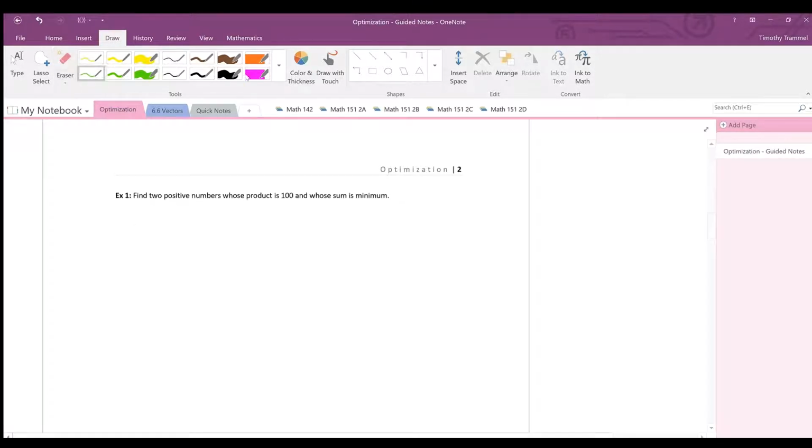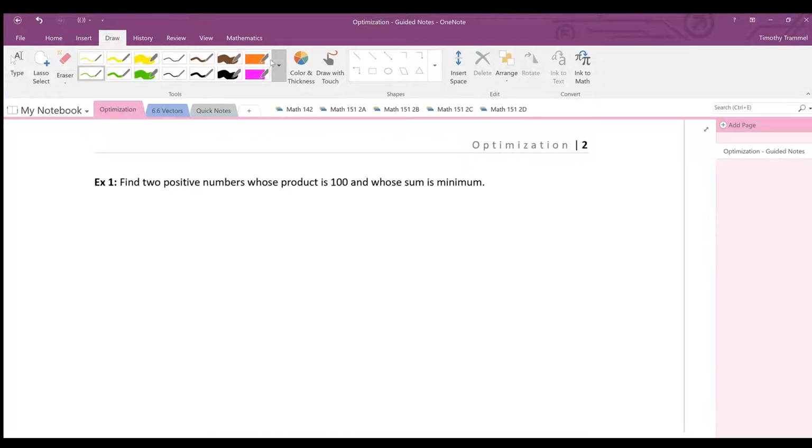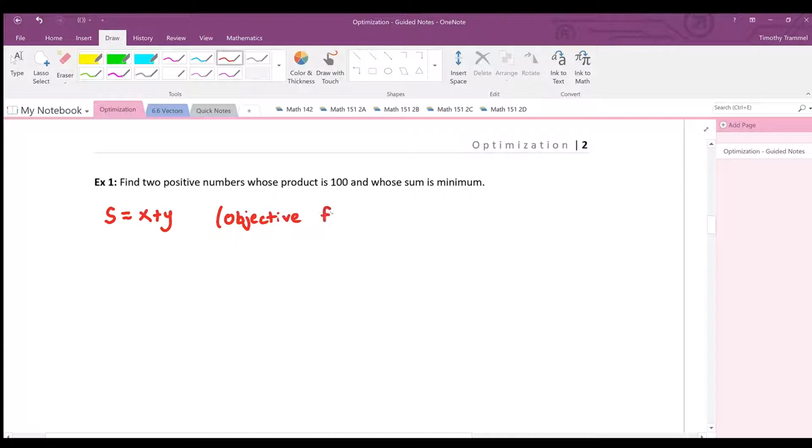Okay. And so if that's what we're going to say, let me zoom in a little bit. We're going to say x and y are these two numbers. Then if their sum is supposed to be minimum, let's actually introduce another letter, s. So we have s is equal to x plus y, okay, whose sum is minimum. So this is what's going to be called our objective function. And you won't have to label this every time, but you might find it to be helpful in the beginning.